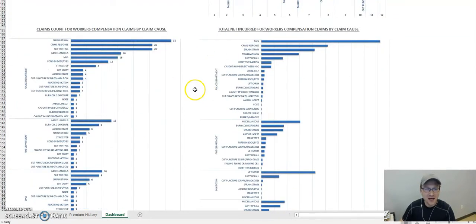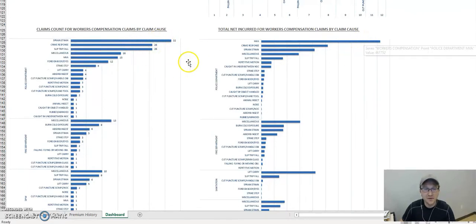All right, so the last set of charts looks at the claim count by claim cause for each department and the total net incurred. So again, the frequency on the left and the severity on the right. You'll see that we have a lot of sprain and strain claims for the police department. Crime response and slip, trip, and fall are also the biggest frequency. But now what we see is motor vehicle accident is actually the largest cost item here for the police department.